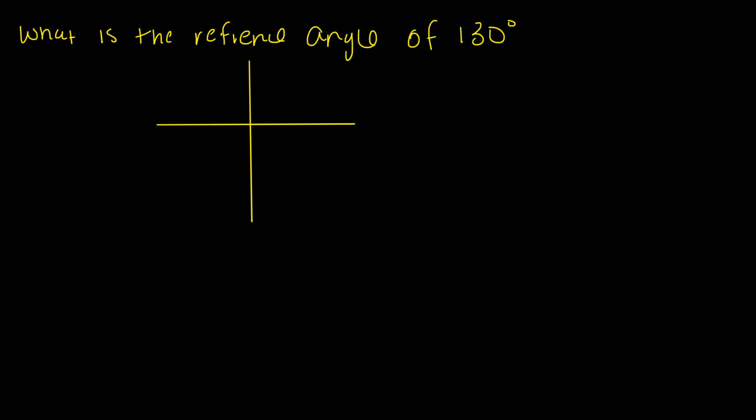All right, so if I'm looking at this, we are going to be looking at 130 degrees, which is going to be in this quadrant here. Quadrant 1 is from 0 to 90. Quadrant 2 is from 90 to 180. Quadrant 3 is from 180 to 270. And quadrant 4 is from 270 to 360. So 130 degrees would be somewhere here in quadrant 2.